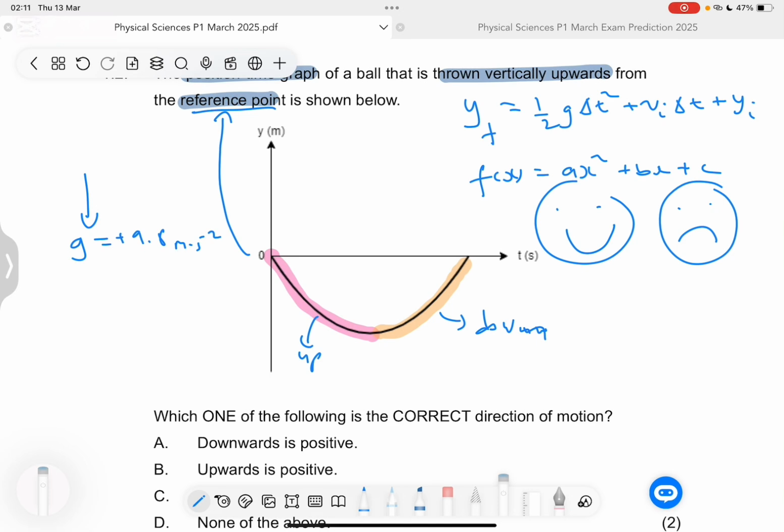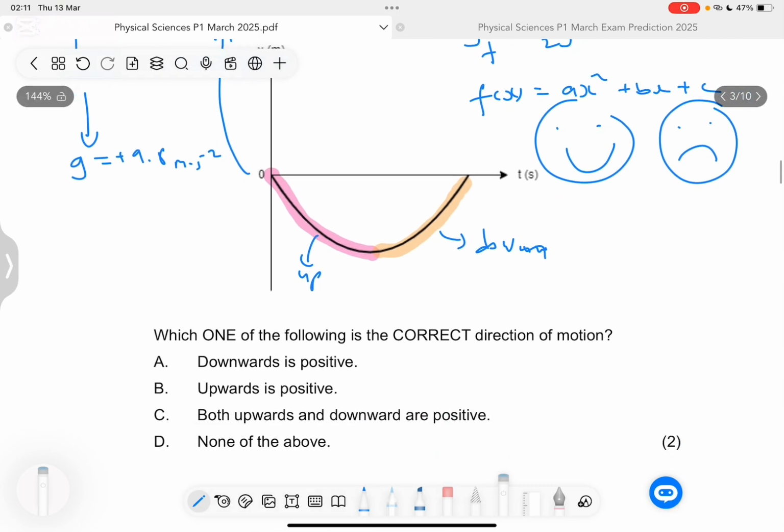That means in this problem, they've actually chosen, so this graph gives us a direction that they've chosen downward as positive. If I were to draw a reference frame to represent direction, it means downward is being taken as positive. It means vectors that go downward have been taken as positive. So the direction of our motion is that downwards is positive.